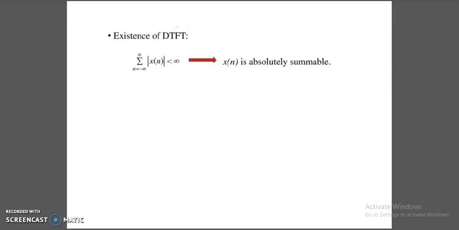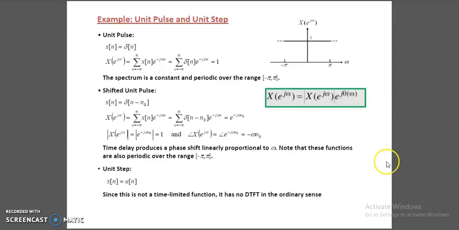We can check some examples starting with the unit pulse and unit step. We know that the unit pulse, that is delta of n, is non-zero at n equal to 0. That is, at the origin it has a non-zero value. If we compute its DTFT, you can substitute delta of n in the position of x of n and it is non-zero only at n equal to 0. So you will get the value 1.